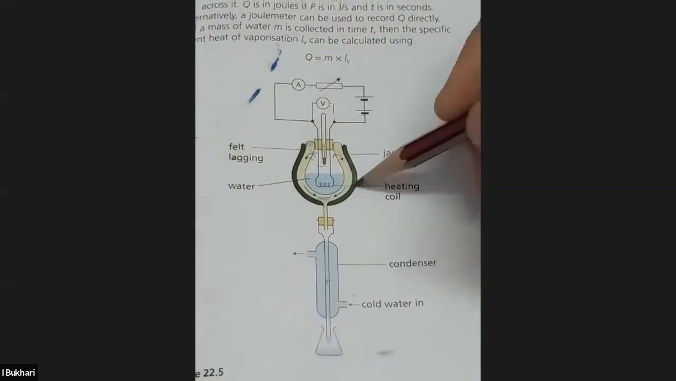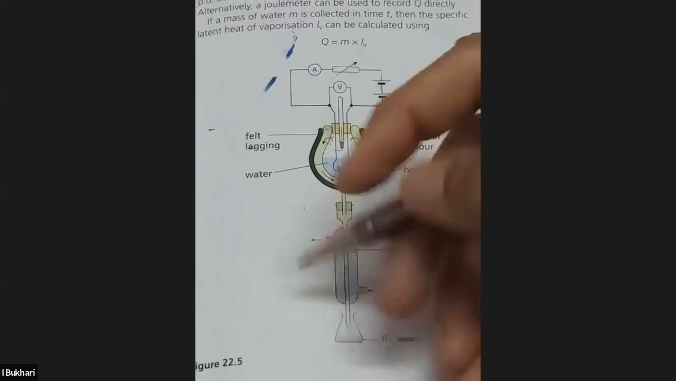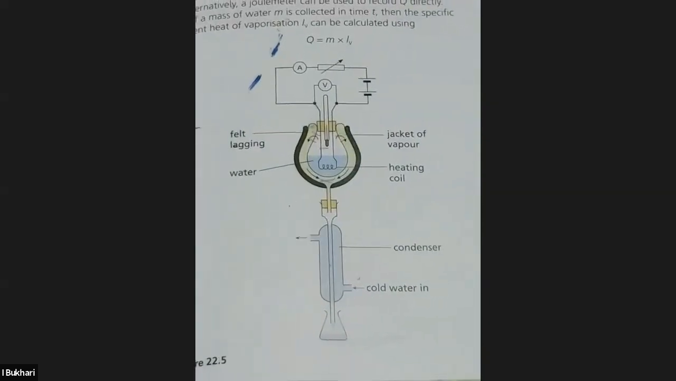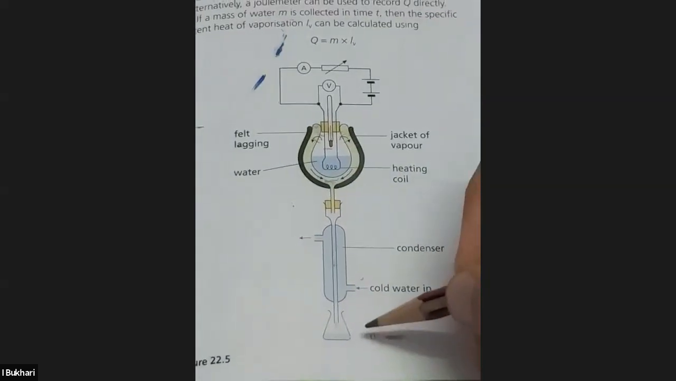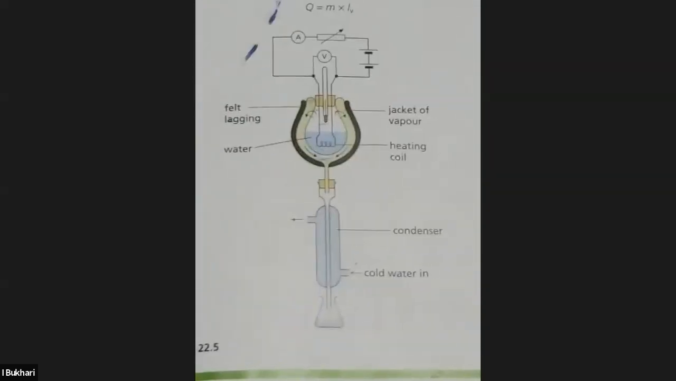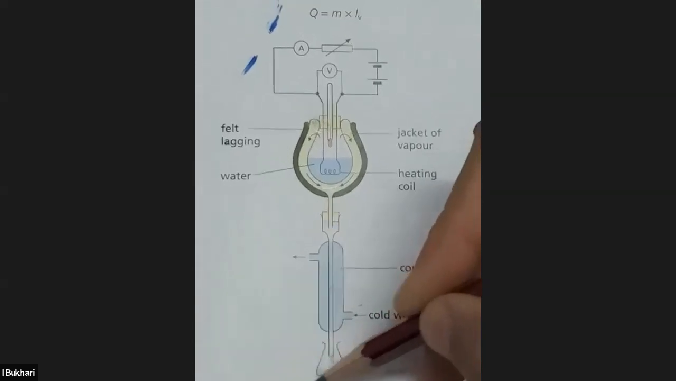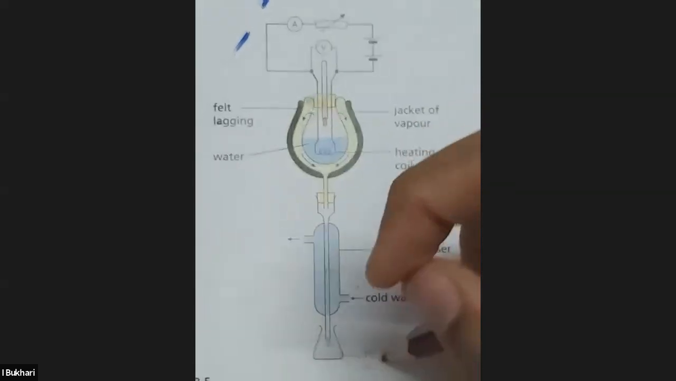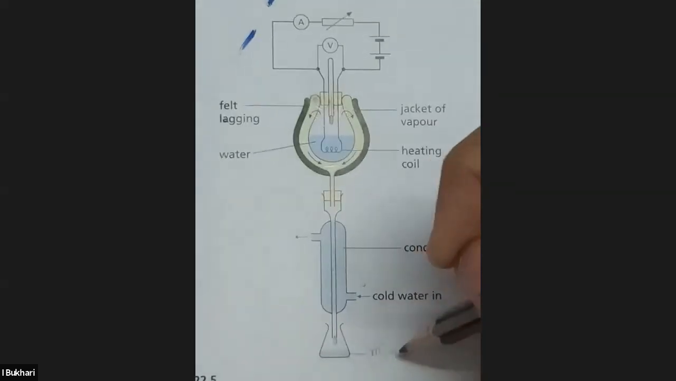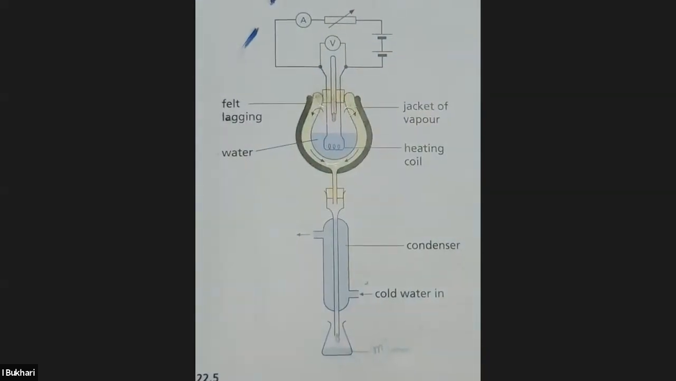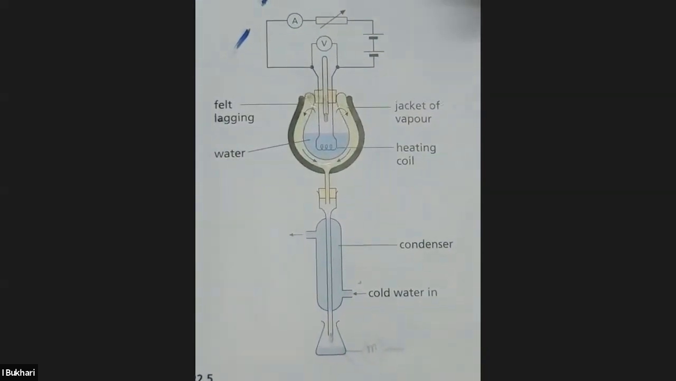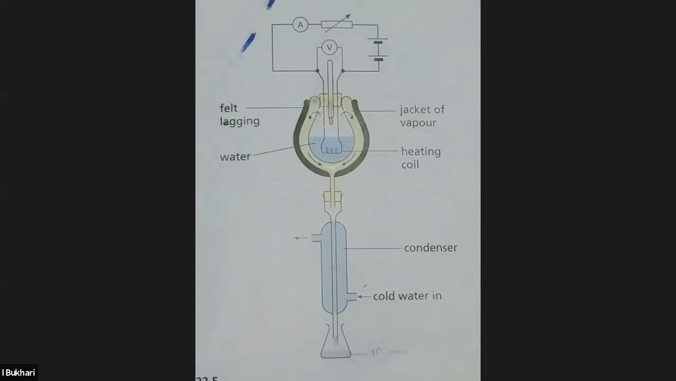And so once that rate gets constant, we turn on our stopwatch, and then we turn it off after about 15 minutes, and we measure the mass collected in this beaker. That will be the mass of steam in that time interval. Okay? And then we can get V and I from the ammeters. Okay?